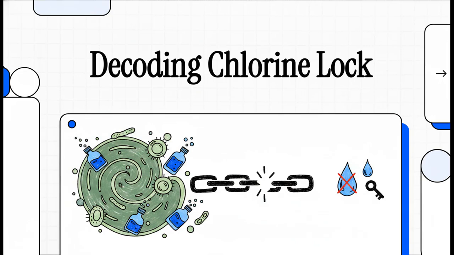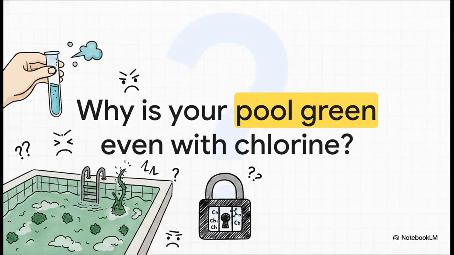Welcome to this explainer. Today, we're going to demystify exactly why your pool might be turning green despite your absolute best efforts with pool chemicals. We've all been there, right? And the culprit is usually something you can't even see, leaving you wondering if you literally need an advanced chemistry degree just to go for a quick swim. So let's dive into this incredibly frustrating scenario.